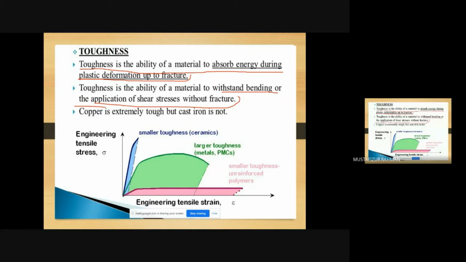Copper is extremely tough, but cast iron is not. So what happens? Copper, you know, goes a long way before it fails. So therefore, copper is extremely tough. There may be elongation, there may be deformation, doesn't matter, but it can.